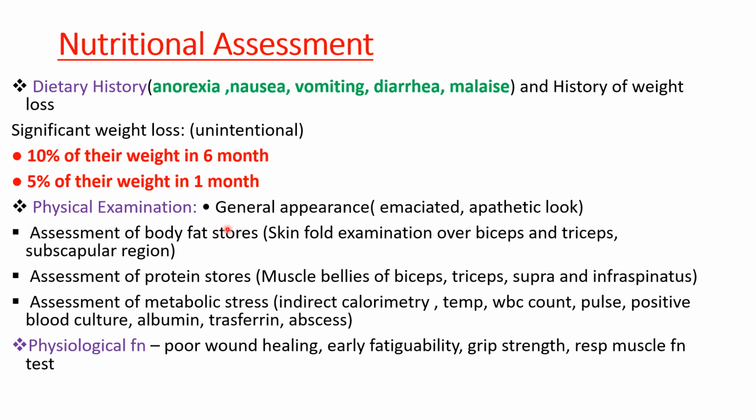In the physical examination, what are you going to look for? You look if this patient is emaciated, how they look, whether they are apathetic. You also assess the body fats, the protein stores, and metabolic stress. Here is where you assess the lab, as we said in the previous slide, where you can measure albumin and WBC count.